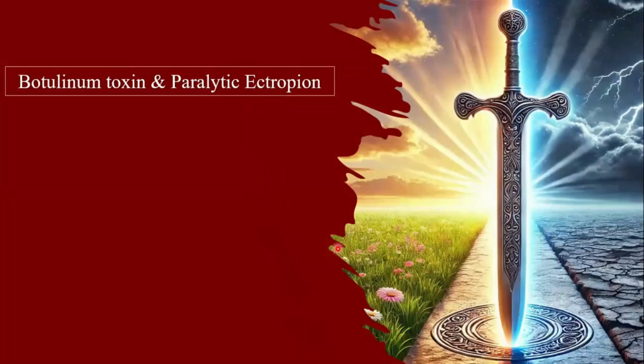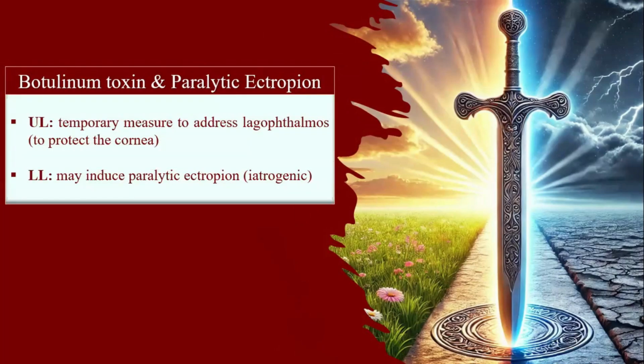So again, we have a double-edged sword regarding Botox and paralytic ectropion. I'm summarizing the points again. In the upper eyelid, we inject Botox as a temporary measure to address lagophthalmos and protect the cornea. On the other side, conversely, Botox is one of the iatrogenic causes of paralytic ectropion of the lower lid, of course.